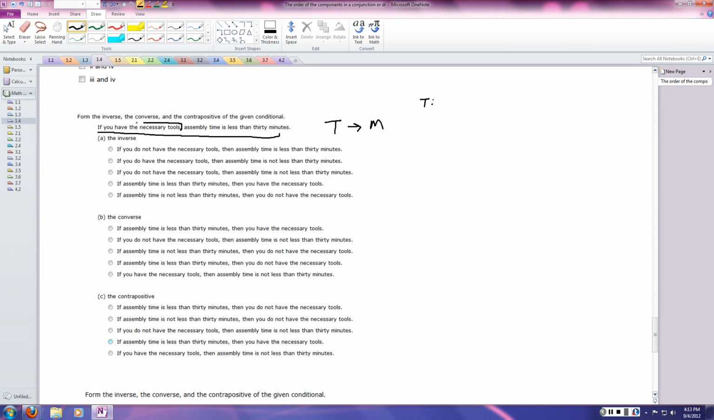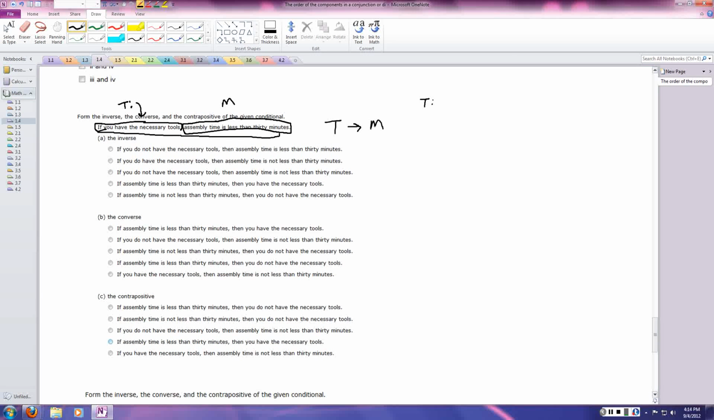So let's say minutes. So T would be defined as the necessary tools. So let me box this off. T here is defined as you have the necessary tools. And let's say assembly time is less than 30 minutes. Let's call that M.